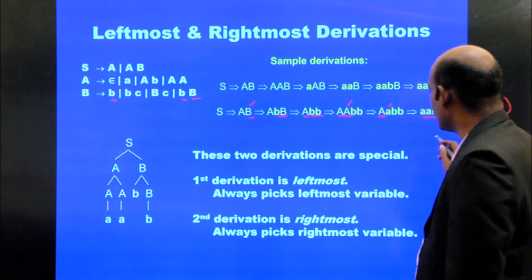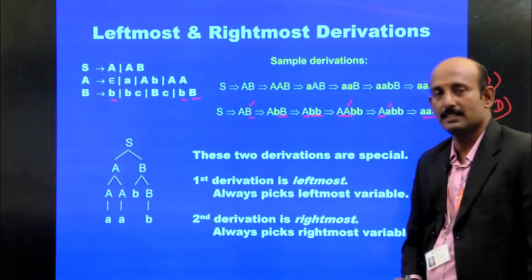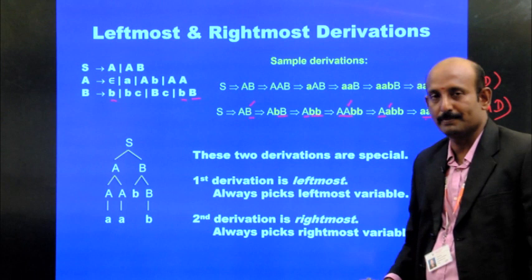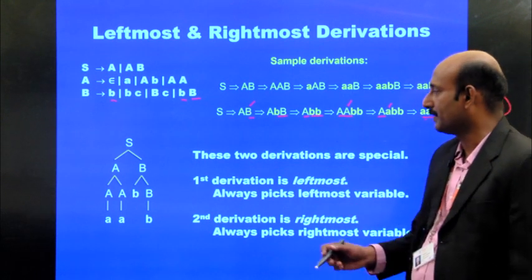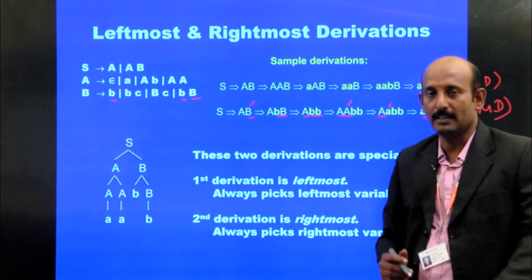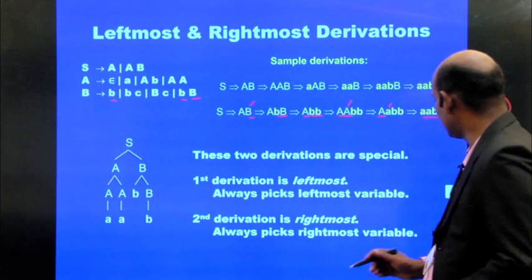So these two derivations are special. The first derivation is the leftmost, so we always pick the leftmost non-terminal. The second one, we always pick the rightmost non-terminal. We can go for replacing this.